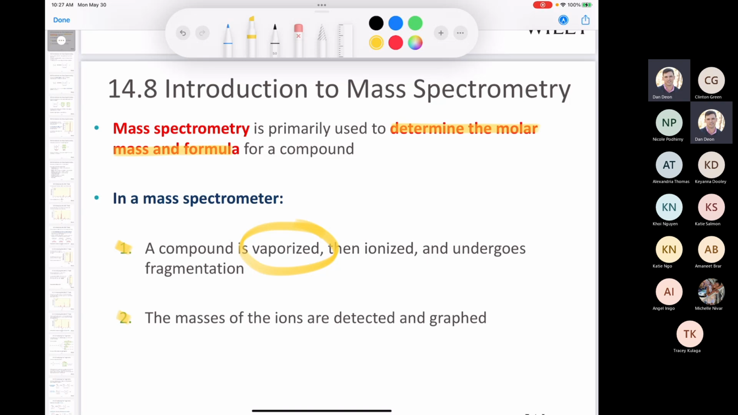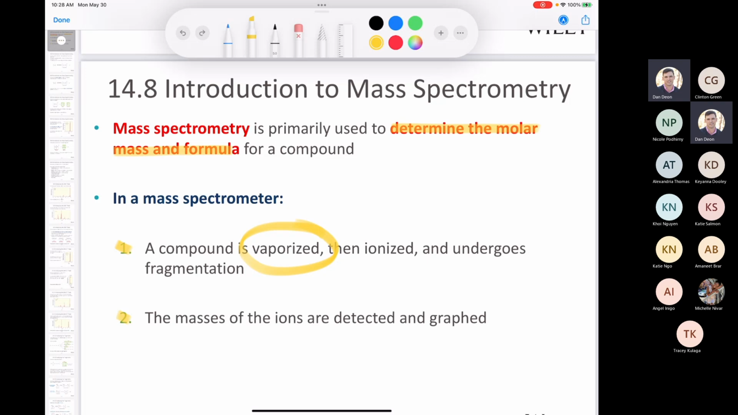And you might be thinking, well, Mr. Dion, what if the compound is a solid that has a really high melting point? How would you vaporize it? Well, what we do is we heat up the compound at a very high temperature and we put it under a vacuum. So that reduces its vapor pressure and allows it to be converted into a gas.